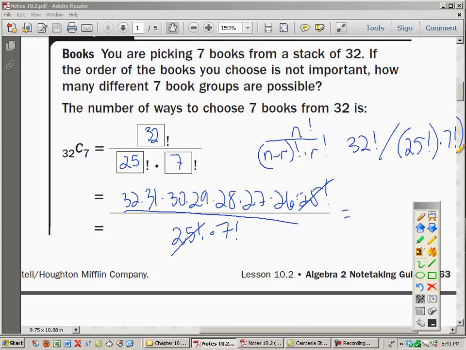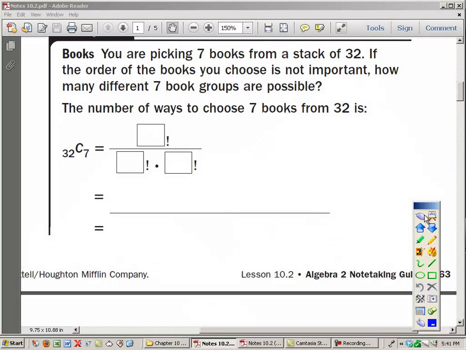Make sure that you put the parenthesis on the bottom, because you want to multiply 25 factorial times 7 factorial first, and then do 32 factorial divided by that. Altogether, you end up with about 3,365,856 different ways that I can choose 7 books out of 32.